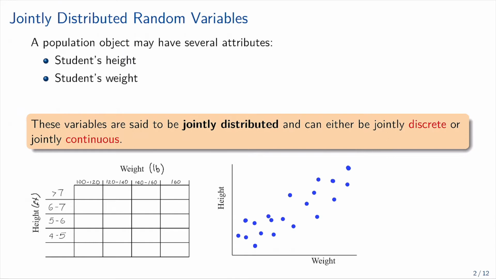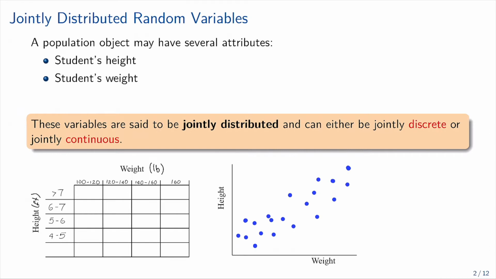Consider a population with several attributes, like, for example, the student height and the student weight. We may think that they are related. Now, these variables are said to be jointly distributed and can either be jointly discrete or jointly continuous.